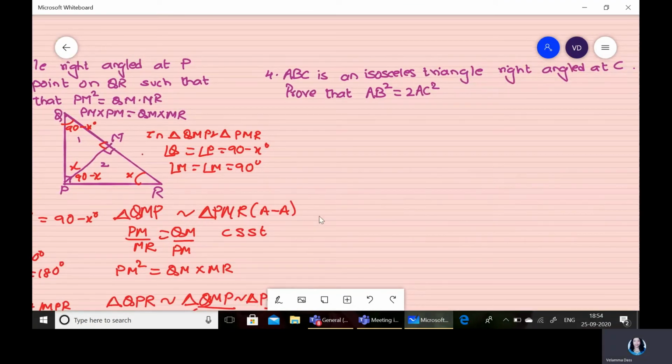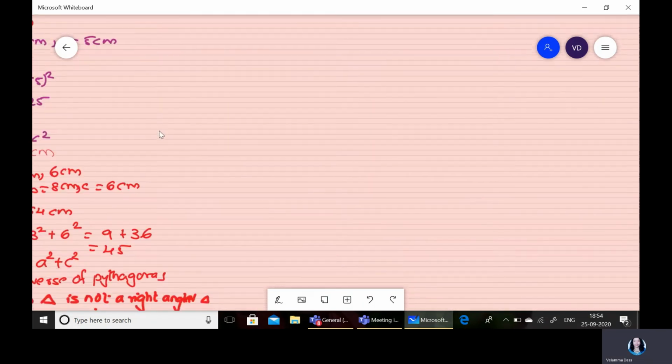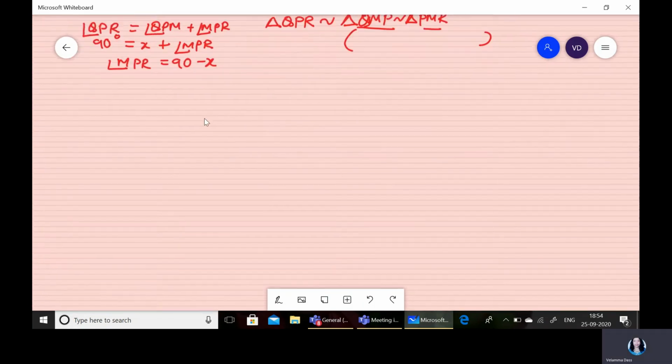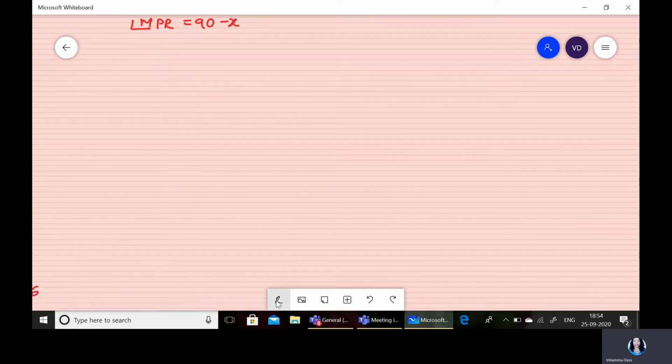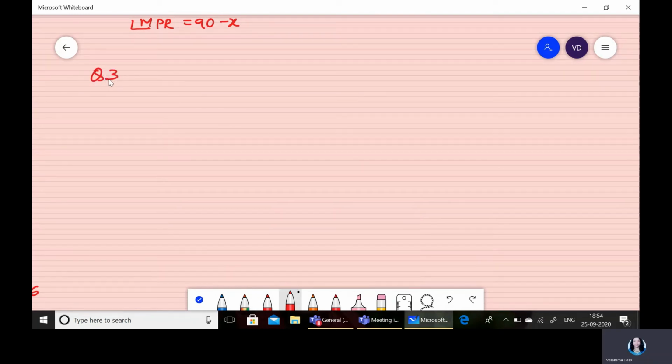I hope you have understood this question number 2. Now coming to the next question, that is question number 4 I have taken. Okay, question number 3 is also similar to that. Question number 3 is also similar. So first I'll do question number 3 and then I'll go to question number 4. So question number 3 is also similar to question number 4.